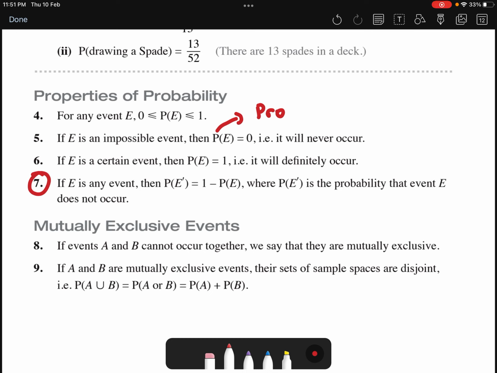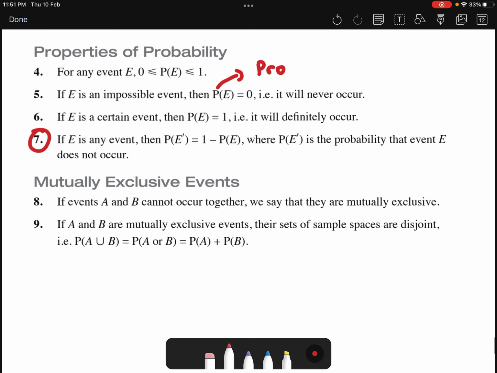Number 7 is by far one of the more important properties of probability. If E is any event, for example, E is the event that today will rain, how do I calculate the probability that today will not rain? E complement means that today will not rain. So I just use 1 minus P(E).